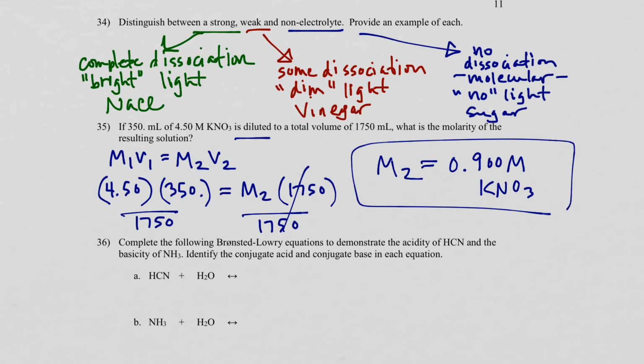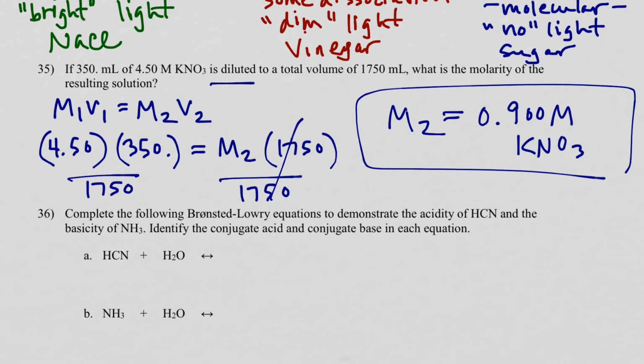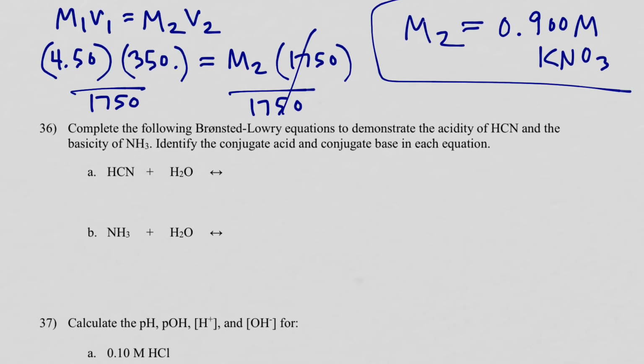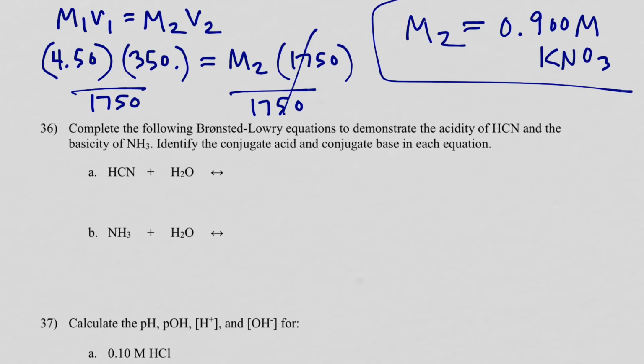Number 36 is Brønsted-Lowry equations and acid and base theory. In this particular question, it's asking you to complete the equation and identify the acid, base, conjugate acid, and conjugate base. So in this first one, you have to remember water is a substance that's amphoteric, which means it can serve the role as the acid or the base. So you must use the other substance to determine which role water is playing in this case. And HCN is in fact an acid.